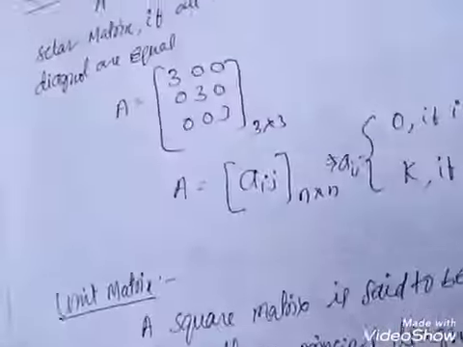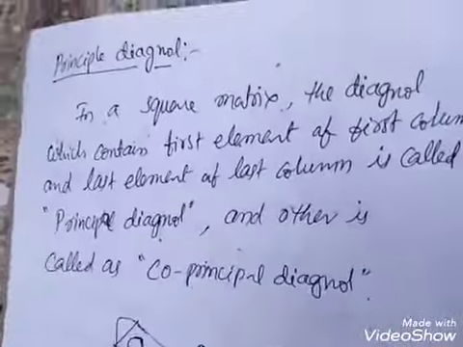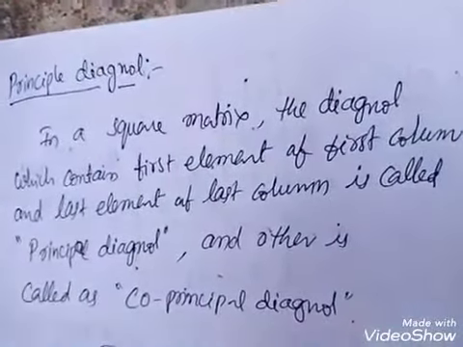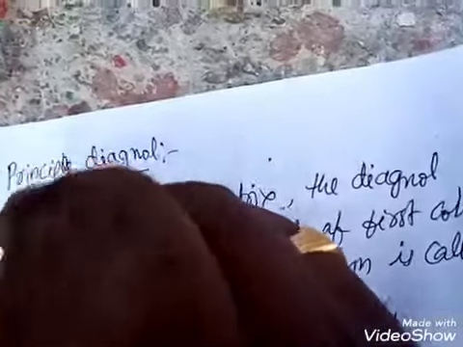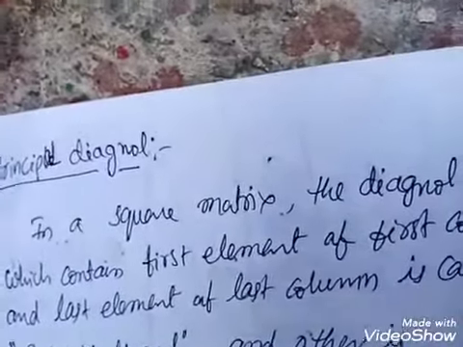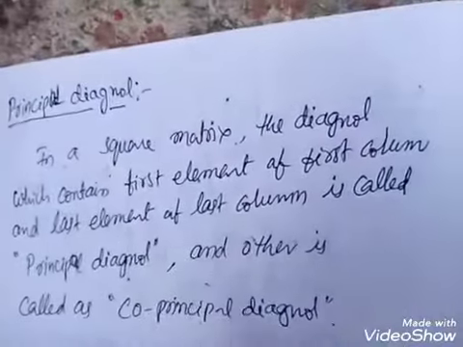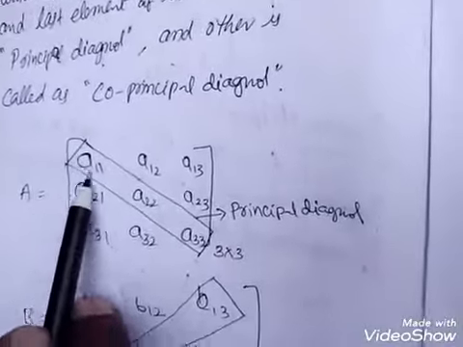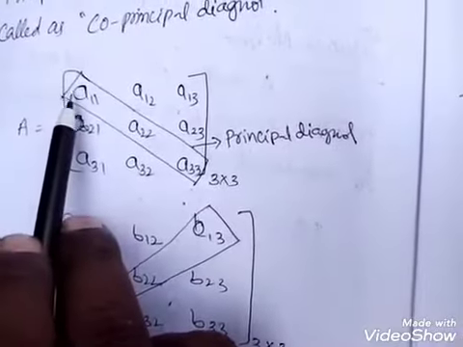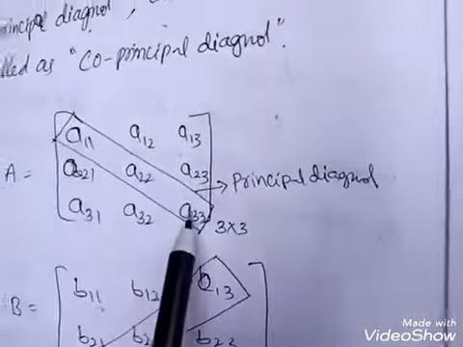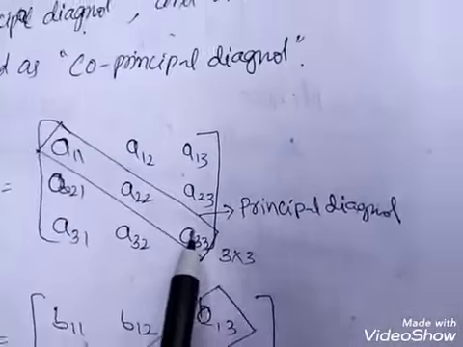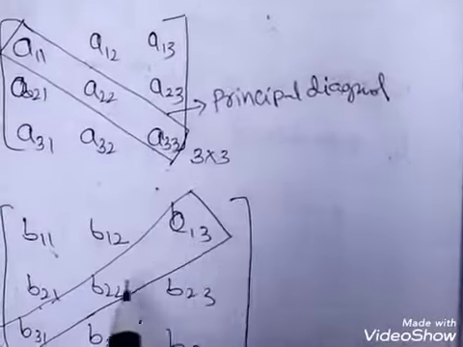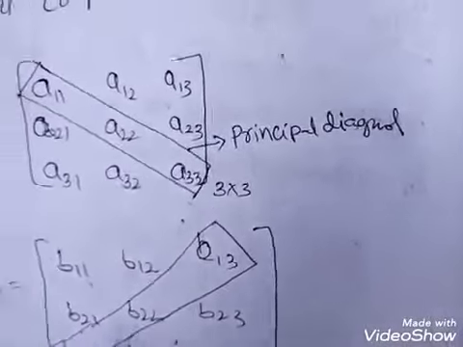Now observe the keywords. What is the keyword? Principal diagonal. What does principal diagonal mean? In a square matrix, the diagonal which contains the first element of the first row or column and the last element of the last row or column is said to be the principal diagonal, and the other is said to be the co-principal diagonal.